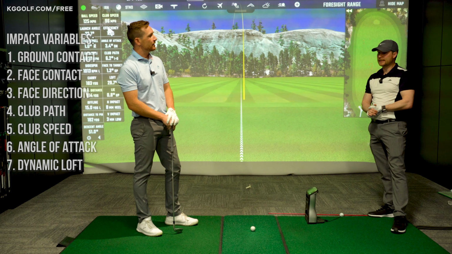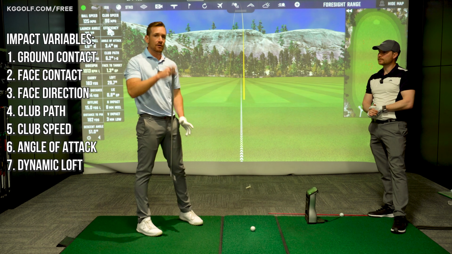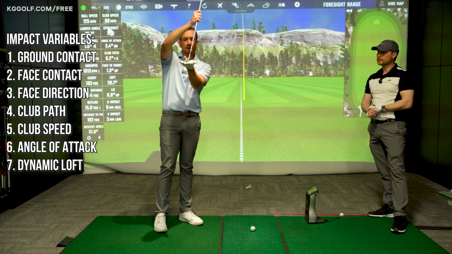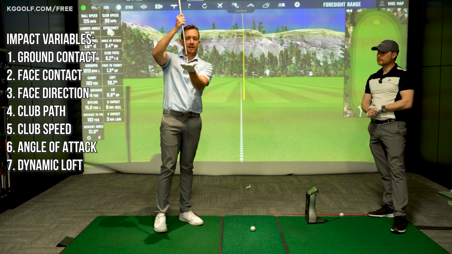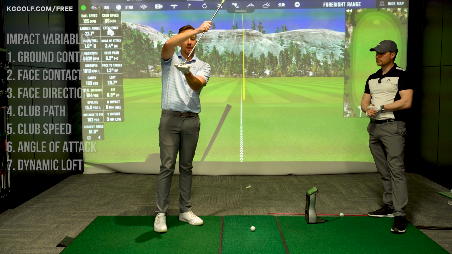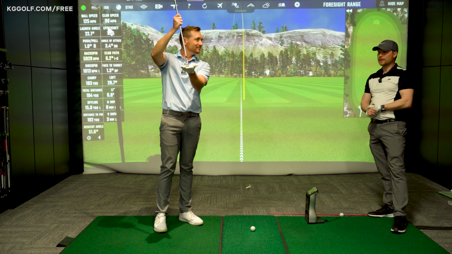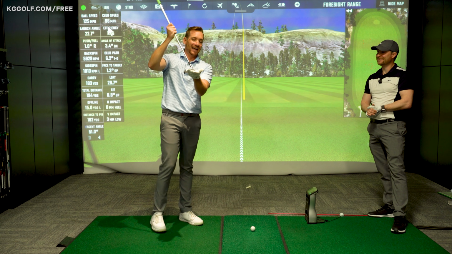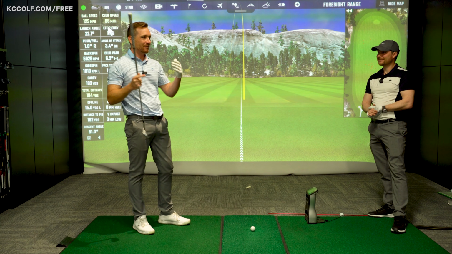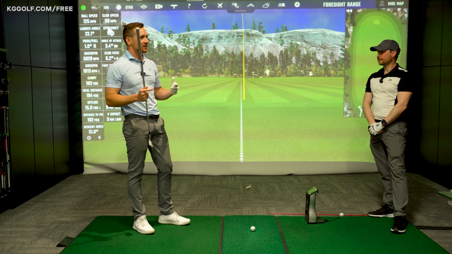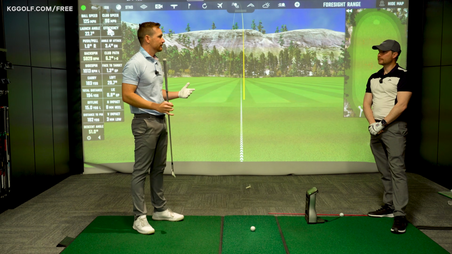And the last one is dynamic loft. Yeah, so loft at the moment of impact, this club face angle here. The lower, Adam, what happens there? That ball is going to launch lower. And the higher? That ball is going to launch higher. And so for the players at home working on this skill, how would that be beneficial to them?